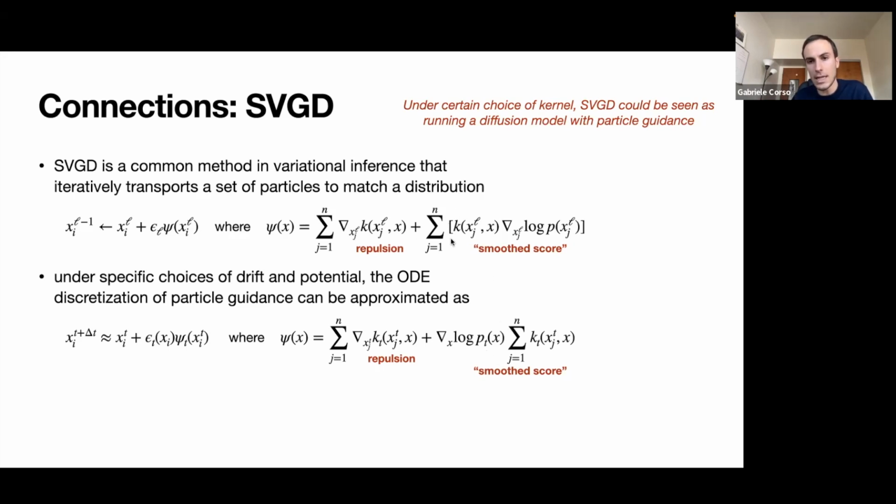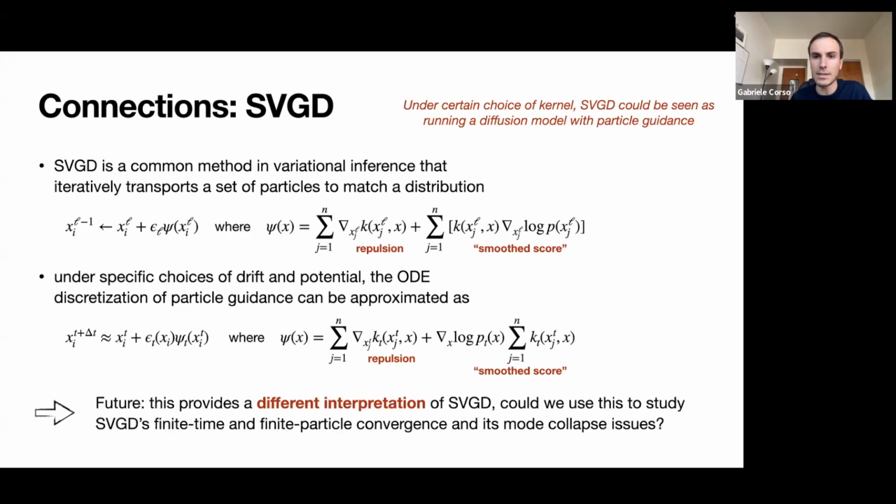While in the case of SVGD, the way that the score is smoothed is by basically taking a weighted average of the score at the nearby particles. And so you can see SVGD as running a diffusion model with particle guidance. Something interesting is that this is a different interpretation of SVGD, and maybe this can provide new ways to study its several issues, for example, mode collapse that we often see, and the fact that it's very hard to obtain with SVGD any finite time or finite particle convergence guarantees.